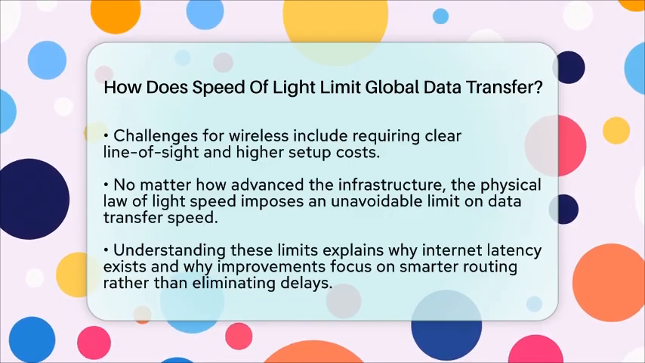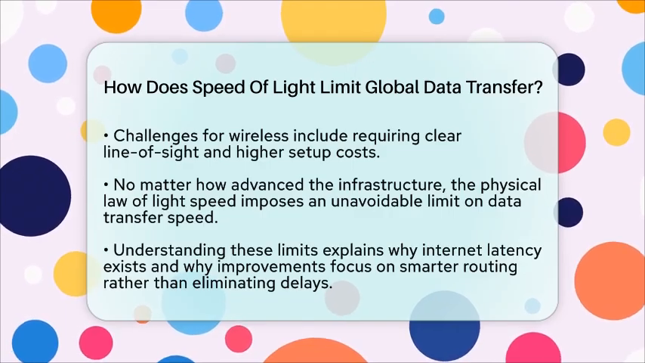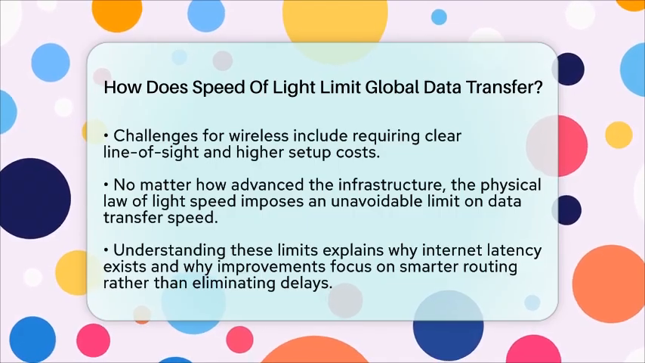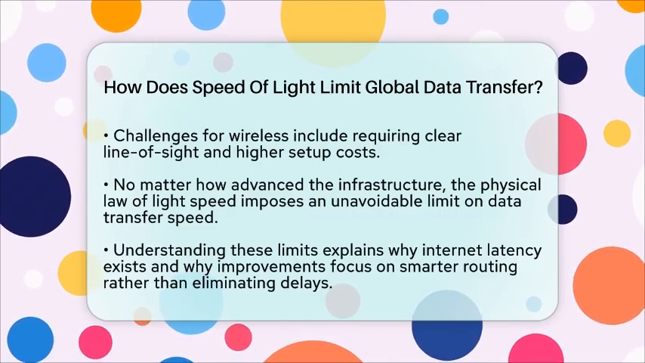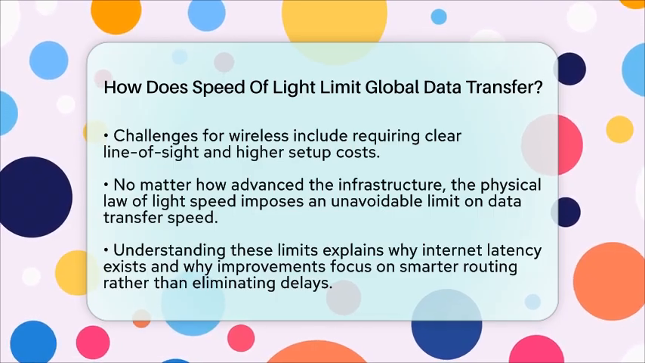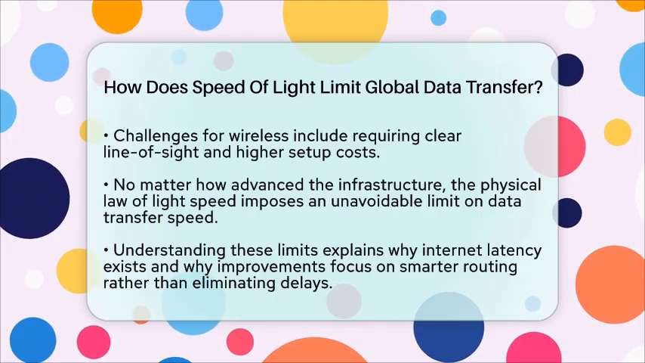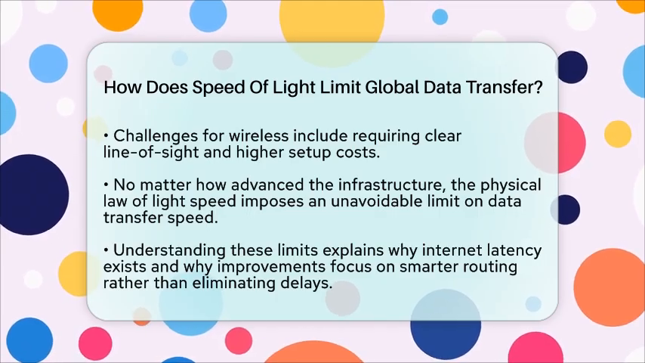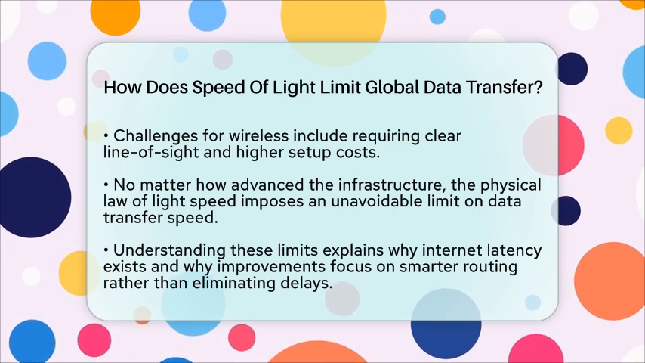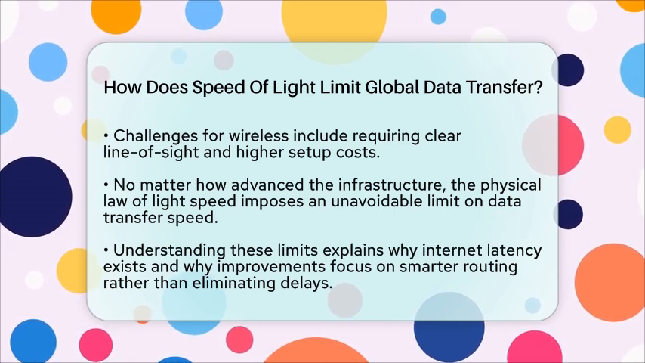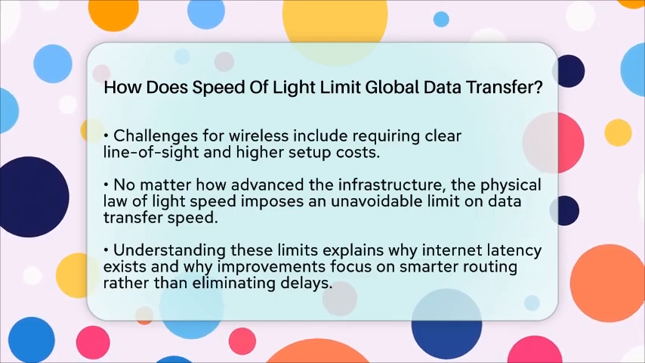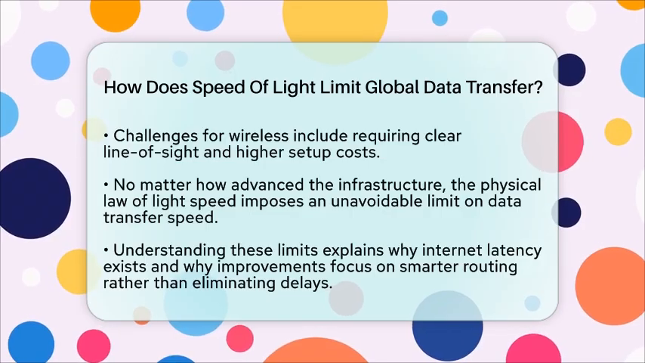So, in the end, the speed of light acts like an invisible barrier on how fast data can move around the globe. No matter how advanced our infrastructure gets, this physical law keeps a cap on how quickly information can travel. That's why even with the best routes, the fastest cables, and clever traffic exchanges at IXPs, there's always a tiny delay. Understanding this helps us see why internet latency exists and why efforts to improve speed focus on smarter routing and better technology, rather than eliminating delay altogether.